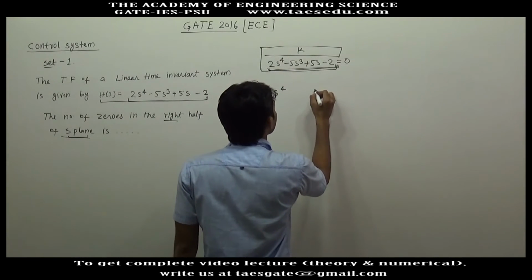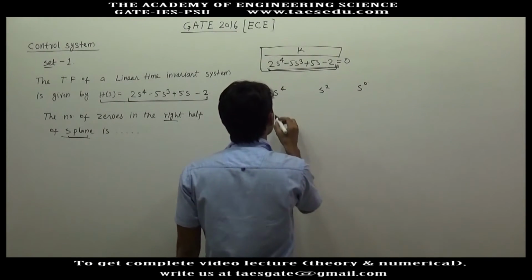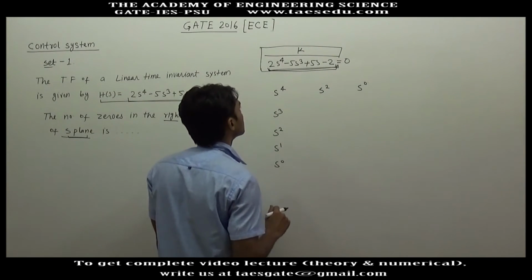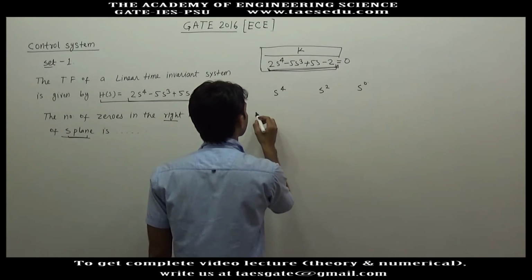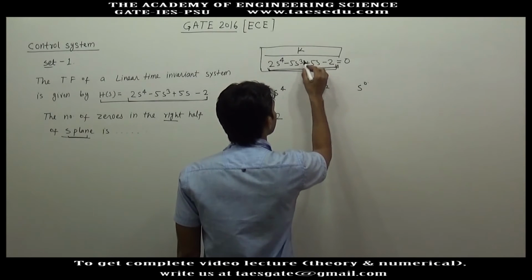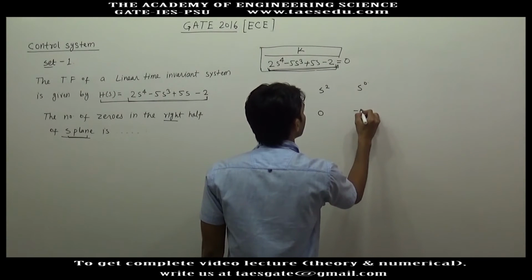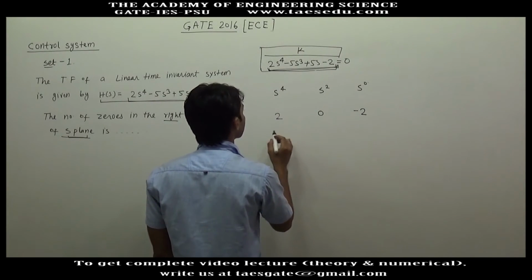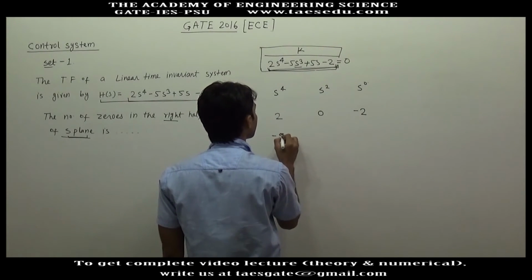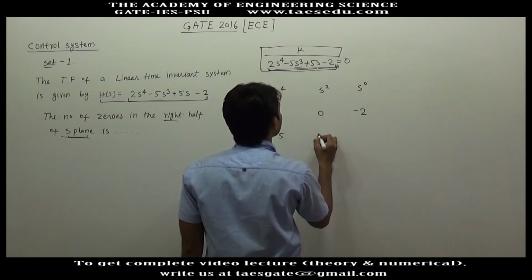We have S4, S square, S to power 0, S cube, S square, S to power 1 and S to power 0. Here we will have 2, S to power S, there is no term of S square, so we will have 0 here. Here we have minus 2. In the second row we will have, for power of S cube, minus 5. There is one sign change, and for power of S, that is plus 5.